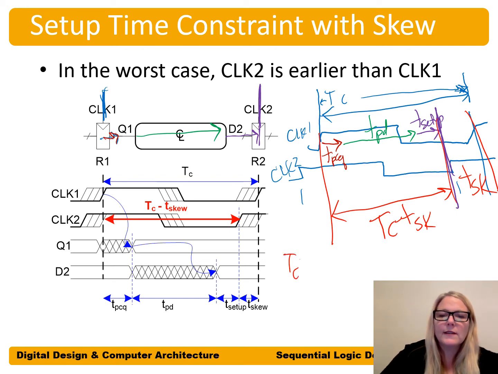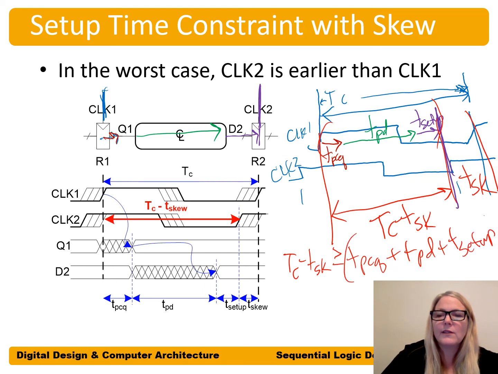So Tc minus T-skew has to be greater than or equal to, well, all that stuff that we need to do. Propagation clock to Q, get it out of the register, plus get through the combinational logic and setup into the next register. And so that stuff we need to do is the same, but now we just have less time to do it. We don't have the entire cycle time. We have a cycle time minus T-skew. And we can bring T-skew over to the other side, plus T-skew, and we have an equation then for Tc greater than or equal to all of this work we need to do plus T-skew.